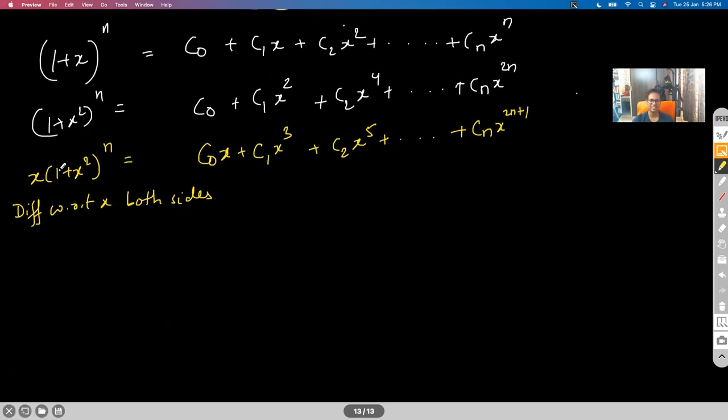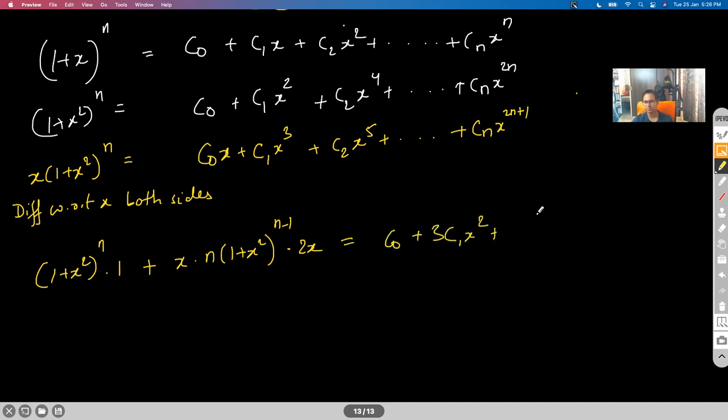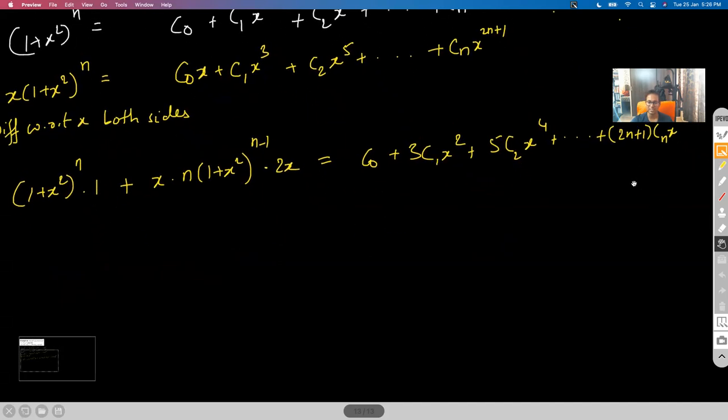So what will happen over here? Just use the product rule. So 1 plus x squared to the power n, derivative of x is 1, then keep x as it is. This derivative will be n into 1 plus x squared to the power n minus 1 into 2x. Don't forget this 2x, because derivative of 1 plus x squared is 0 plus 2x. And on the right side, you'll end up getting something like this, till 2n plus 1 Cn x to the power 2n. Is it fine? Any questions?